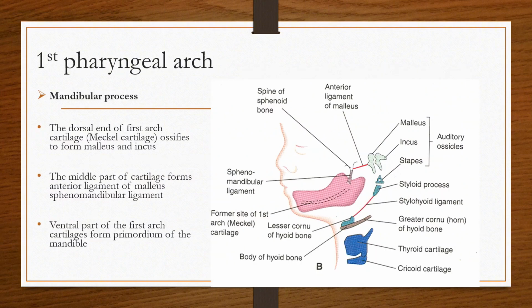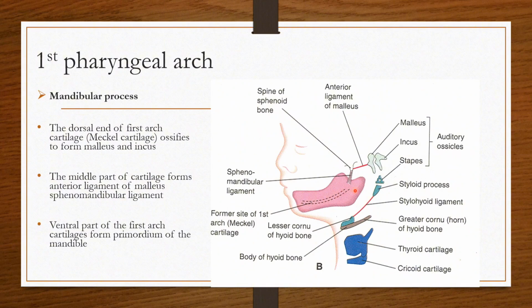The mandibular process is also very important. It has a dorsal end and a ventral end. The dorsal end of the mandibular process ossifies and forms the malleus and the incus. The middle part of this cartilage becomes the anterior ligament of the malleus and then the sphenomandibular ligament, and the ventral part of this cartilage forms Meckel's cartilage. Later on, around Meckel's cartilage the mandible will form.